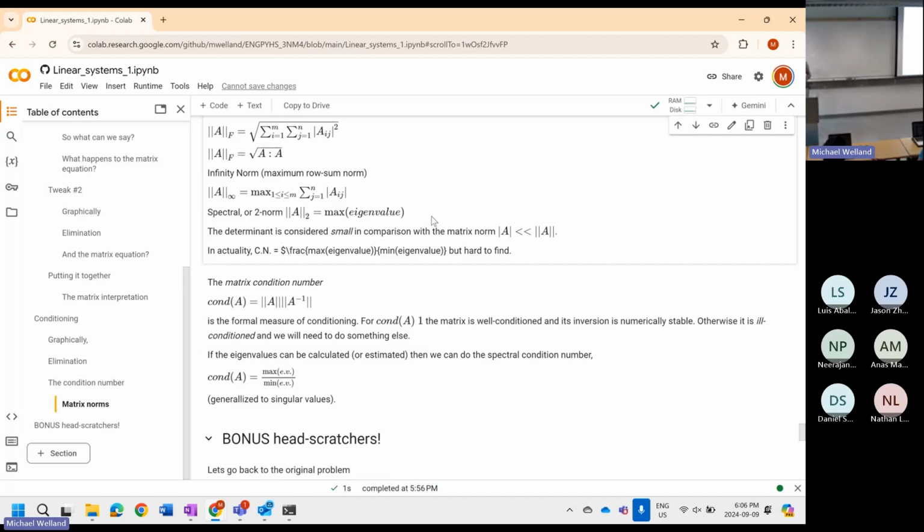Okay. The determinant is considered small in comparison to the norm. And because you have different ways to calculate your matrix norm, you have different ways to ascertain whether or not it's small. Generally speaking, all of your norms are of a similar order of magnitude, so you don't have to worry about it too much. Find one that calculates quickly, and you can look at that.